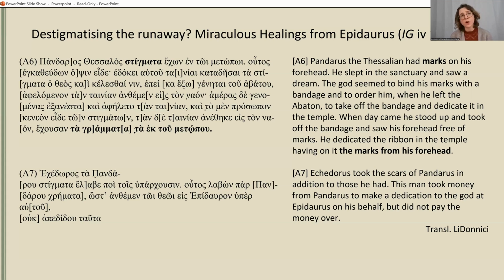Now, because of their foreign names and the association of tattooing with slavery in the Greek world, it's sometimes thought that these might represent freed or runaway slaves who had been previously marked by former masters.